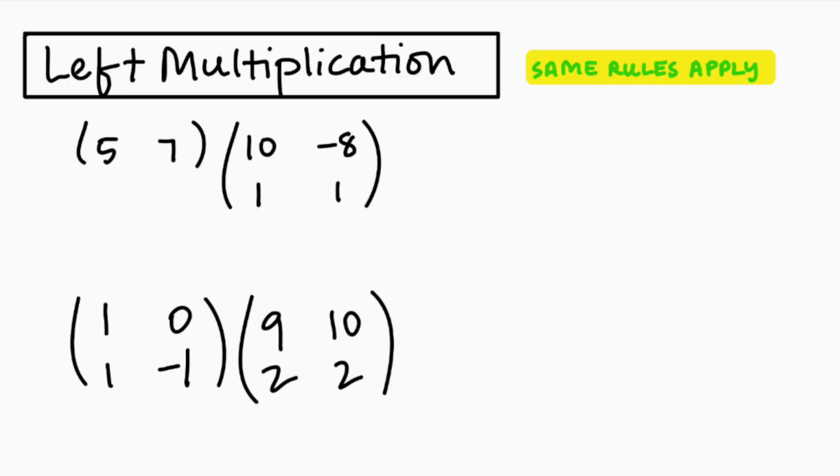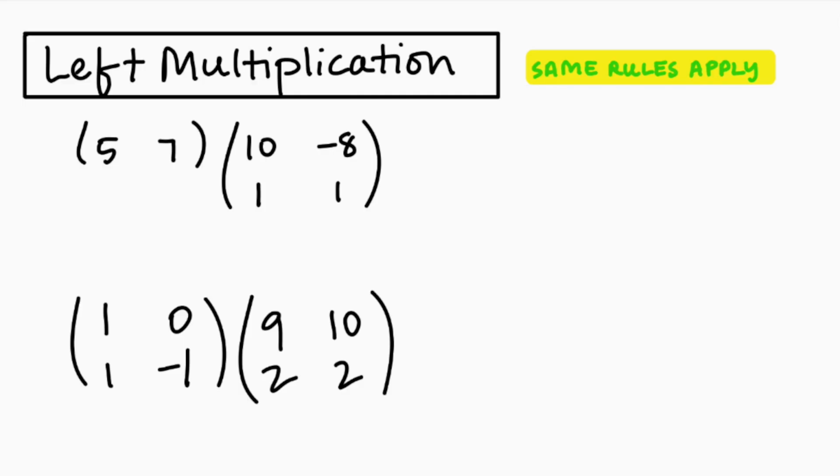Now we're going to talk about multiplication on the left, but I'm going to remind you that the same rules are going to apply, specifically with the dimensions of the factors and the product. Okay, so if we're going to multiply an m by n by an n by p, the numbers in the middle have to match, and the product will be m by p.